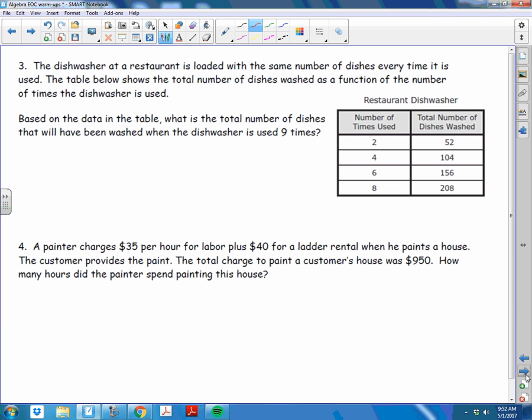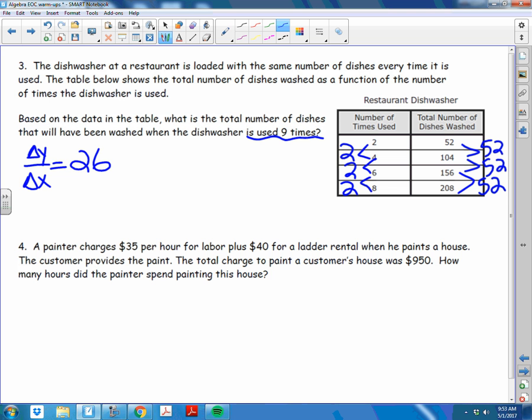The dishwasher at a restaurant is loaded with the same number of dishes every time. Blah, blah, blah. We're given a table. What should we probably do? Find the slope. Guys, if you're going to write an equation, it wants to know when the dishwasher is used 9 times. So at the end of the day, you're probably going to want to do this. That's 2, that's 2, that's 2, that's 52, 52, 52. Change in y over change in x equals 26. 26 is our slope, right?